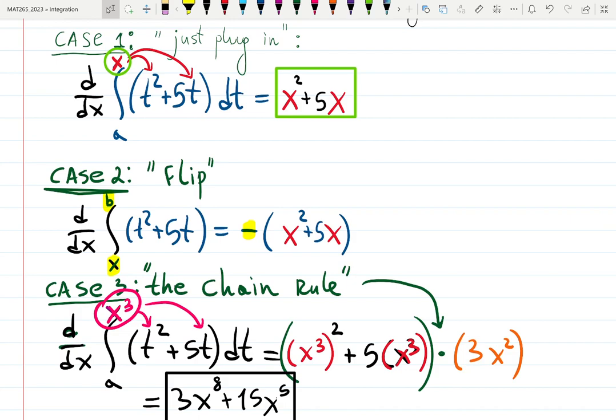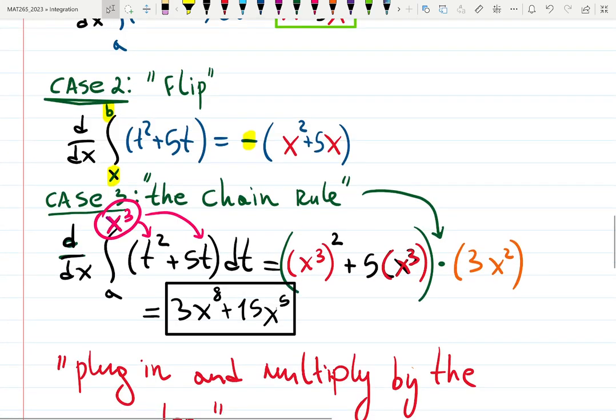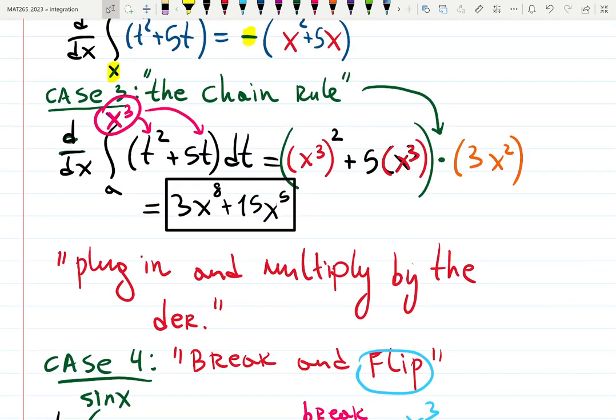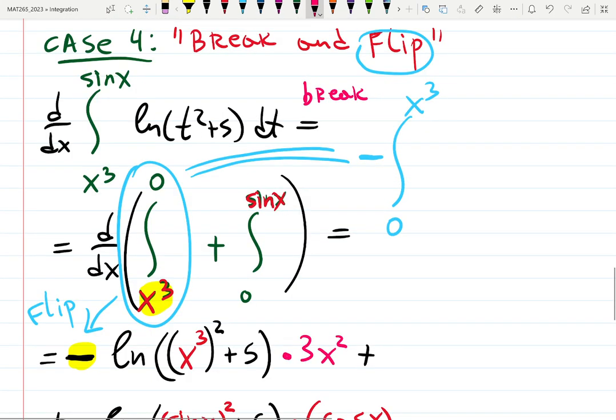So case 1 is the easy one. It's not on the test. That's too simple. Case 2, flipping, too simple. Case 3 is on the test, when you need to know what's happening with the function and the function inside. So x cubed has to be differentiated at the end. 3x squared.